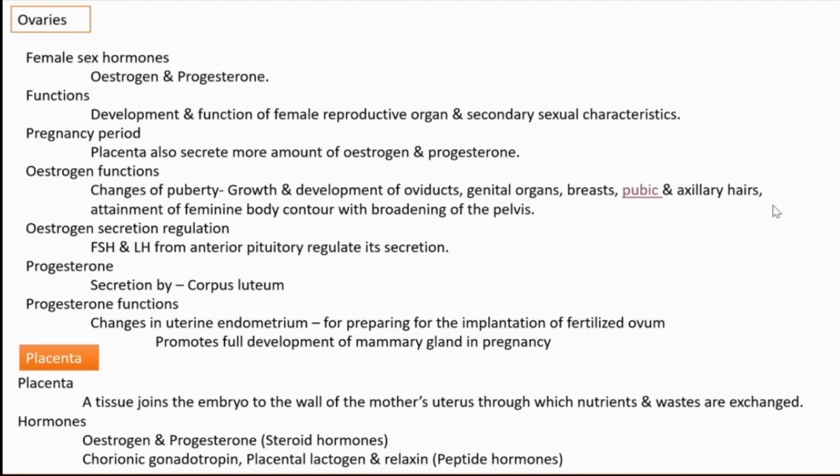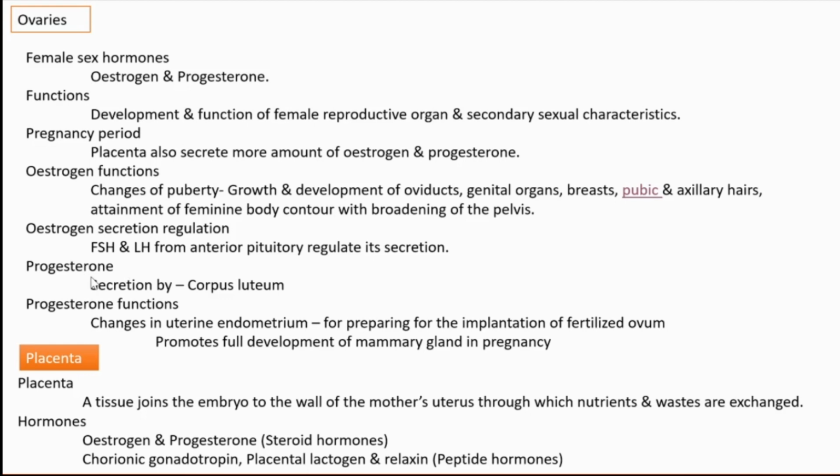Okay, then axillary hair, then attainment of feminine body contour. Some shape pattern is there. For attaining all that shape pattern, everything is helped by estrogen. Broadening of pelvis is also there. Pelvis also relates to the same area that I showed you now. Then estrogen secretion regulation. It is regulated by FSH and LH. Again, another regulatory hormone secreted from the anterior pituitary. It is under the regulation of these hormones, follicle stimulating hormone and luteinizing hormone.